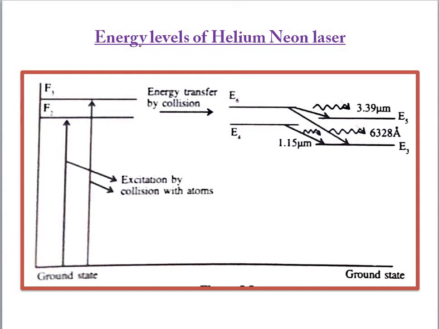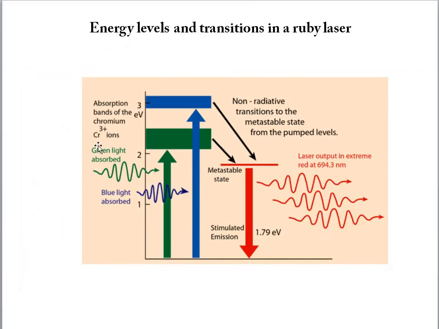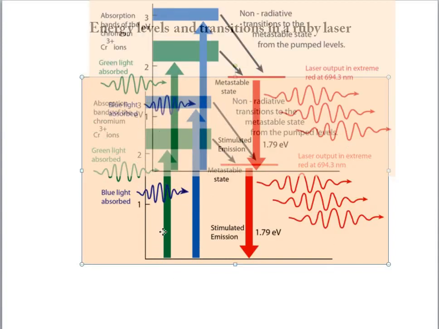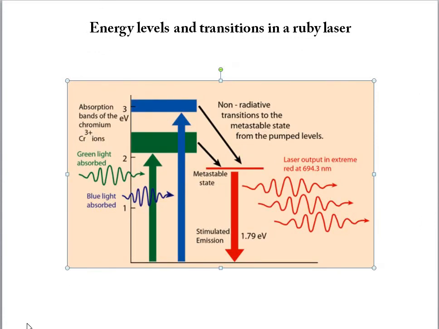Sorry for the change in the figure. So this is the picture. This is the energy level transition of a ruby laser. This is the ground state. This energy is absorbed from the xenon lamp. A green light and a blue light are absorbed. As a result, the electron is excited to a higher energy state.